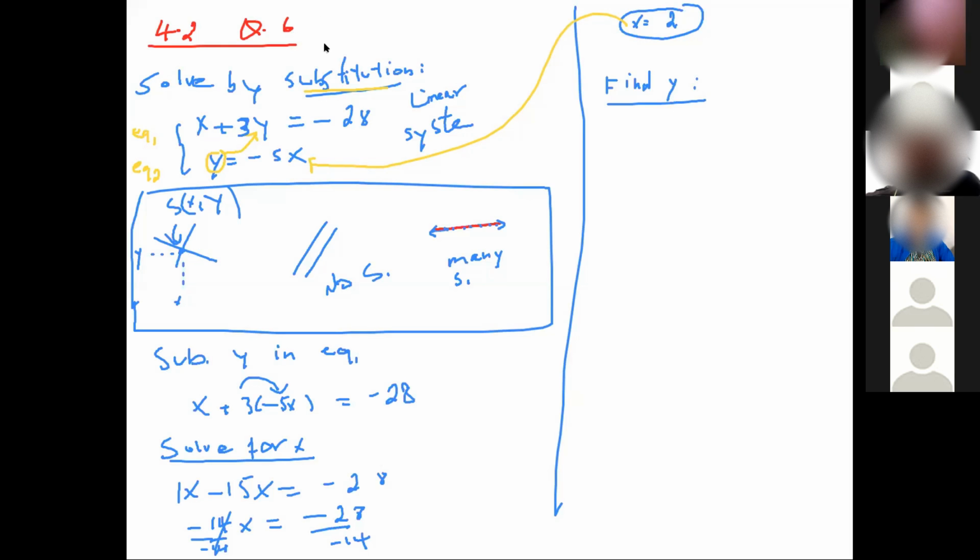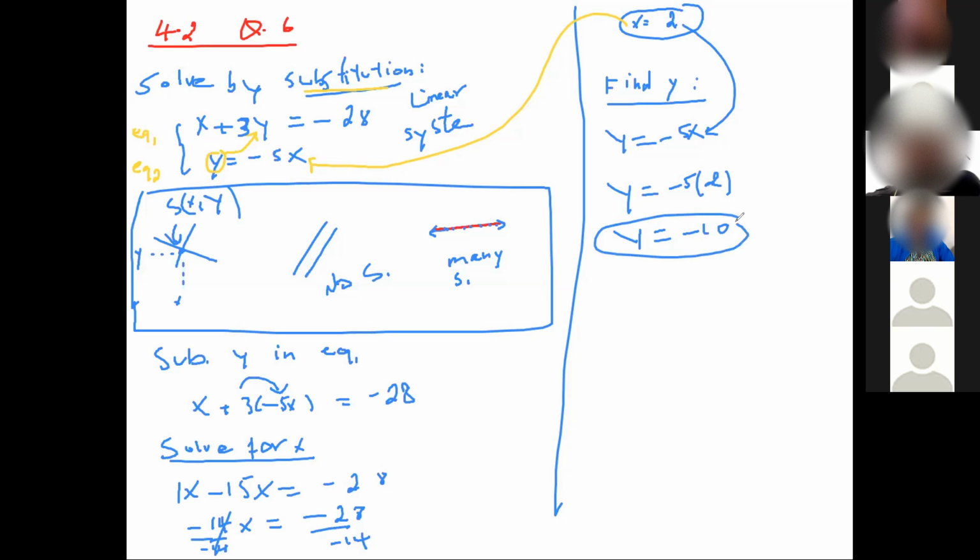I'm just going to write the equation. So y is negative 5x. We do know the x, we just need to plug it in. So the x is here, it goes into that. That's right, so x will be 2, and that's negative 5 times x. And the y is negative 10. That's it. Once we find both x and y, the solution is done.